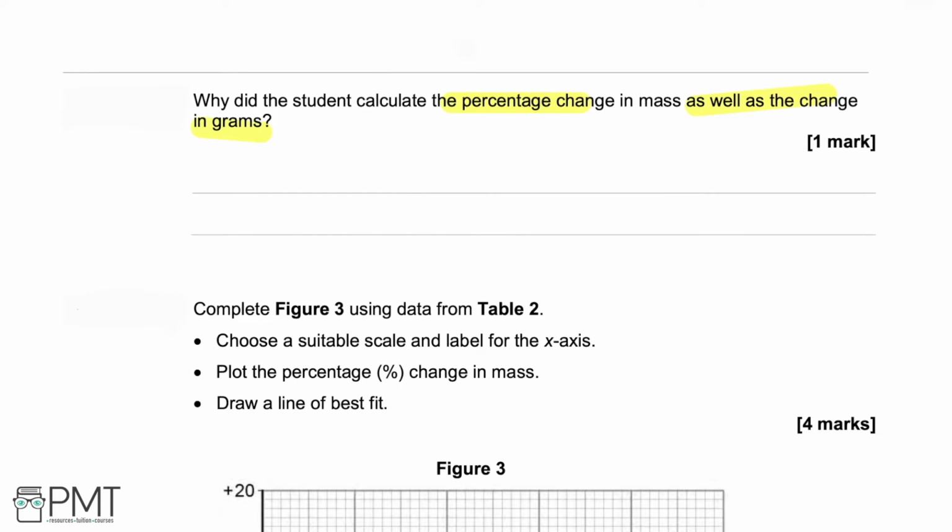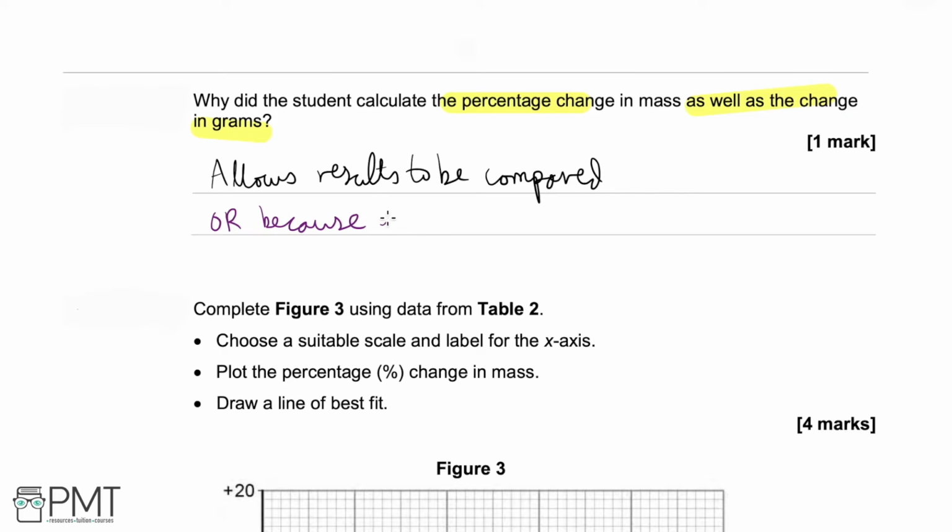So by calculating the percentage change, this means there's no need to worry about the differences in the initial masses. It allows different potato chips to be easily compared without needing to worry about their initial masses. So to gain the marks in this question, we're going to say it's to allow the results to be compared. Or alternatively, you can say because the starting masses were different.